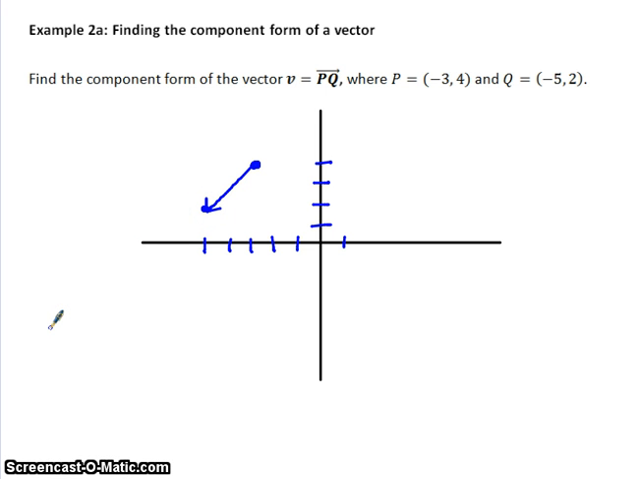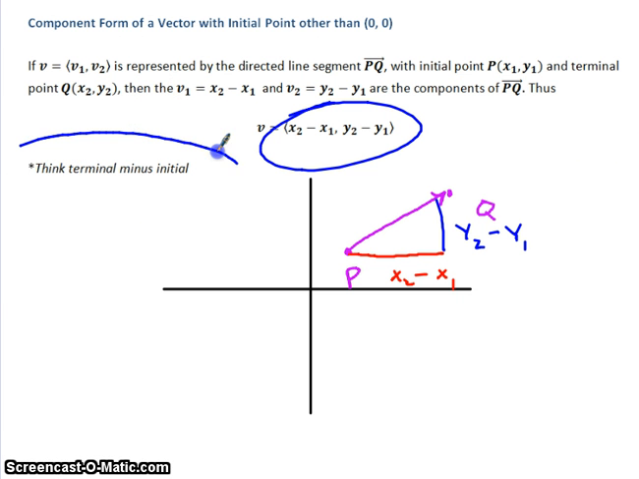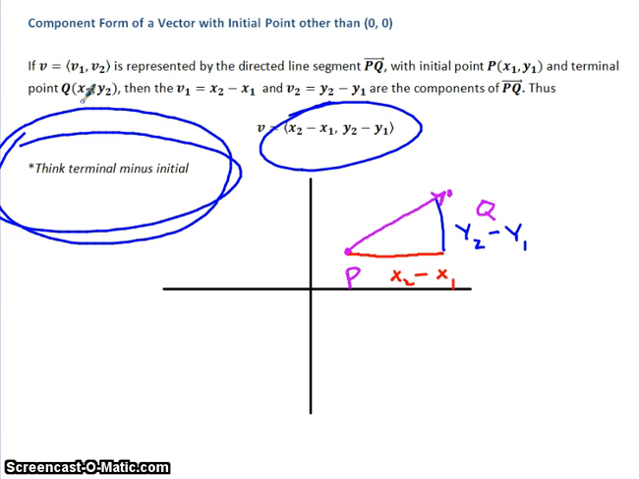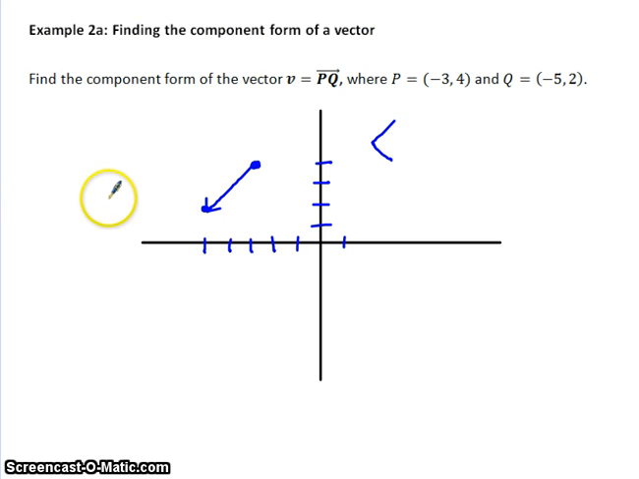Now there's our vector. We want to find out what the component form is equal to. So literally we just need to subtract our x values and subtract our y values. One thing I forgot to mention here might help you guys to think terminal minus initial to find the component form.